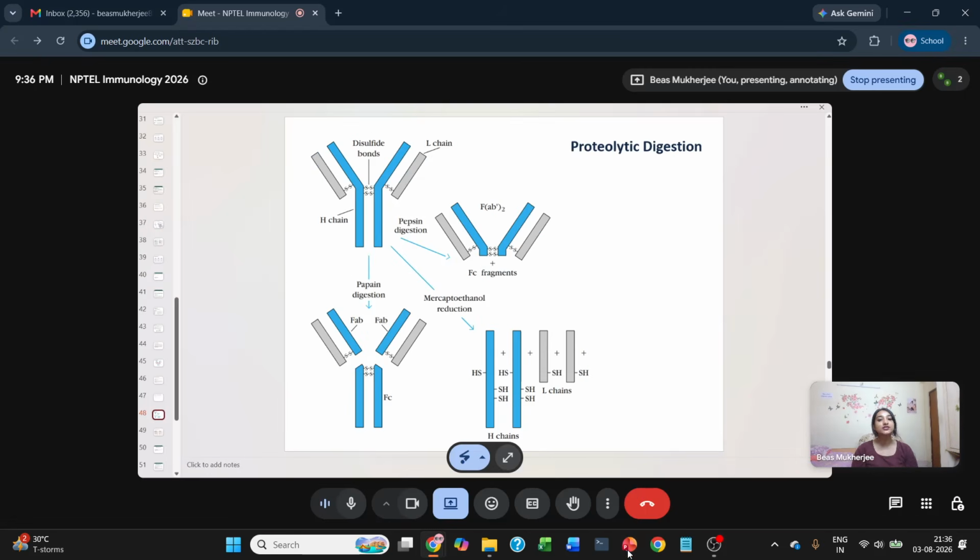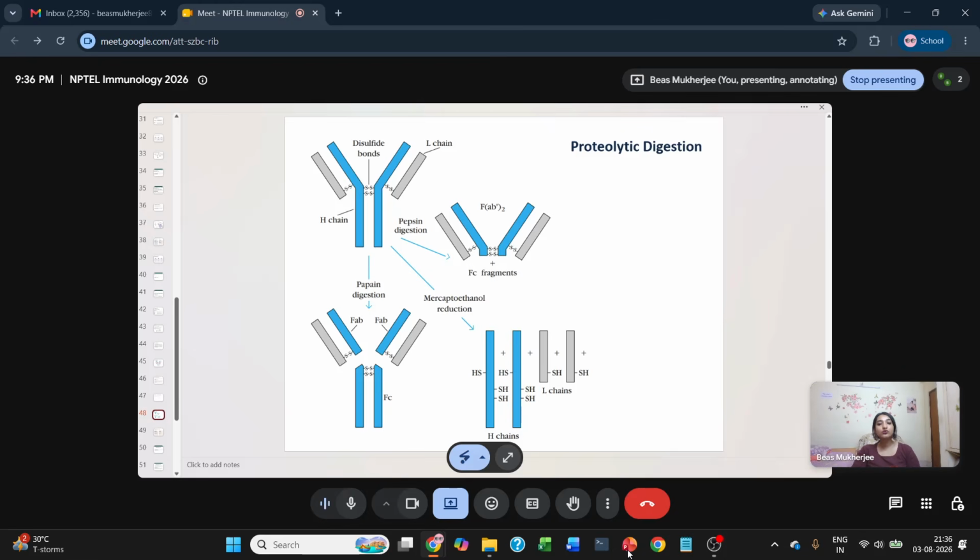Now, what happens when you subject this antigen and antibody to proteolytic enzymes, for example pepsin and papain? And also beta mercaptoethanol, because there are so many disulfide linkages. If you subject it to beta mercaptoethanol, all these disulfide linkages are going to break. Then if you run it on an SDS page, you will see only two bands. One corresponds to the two heavy chains, the other to the two light chains. And it will completely lose its activity.